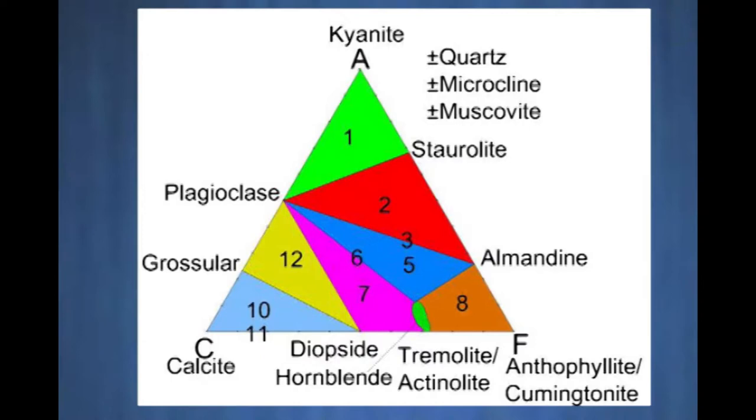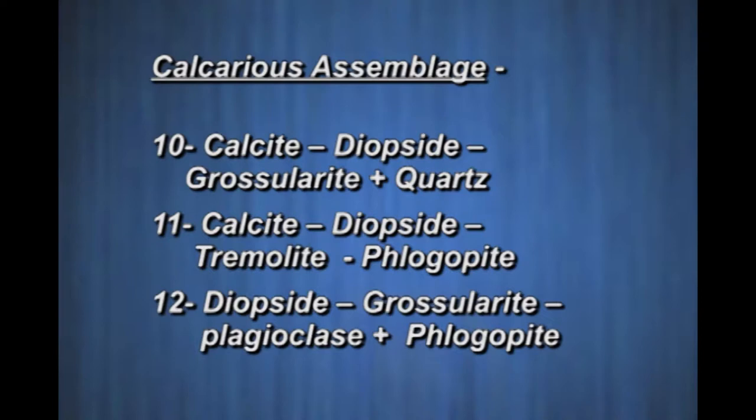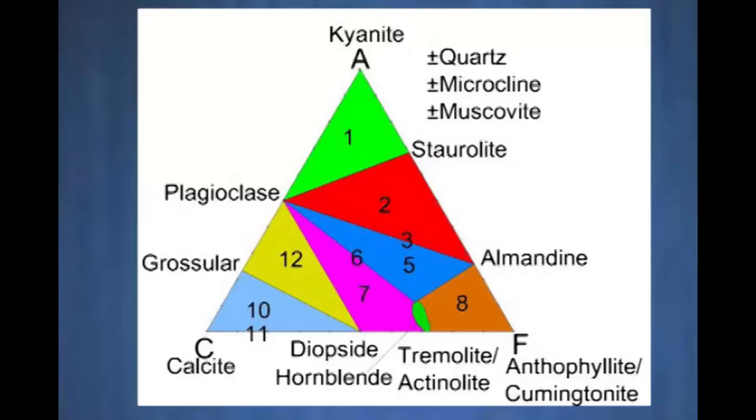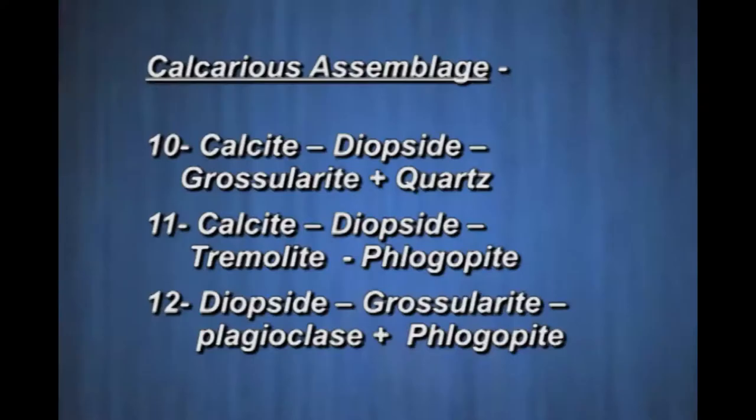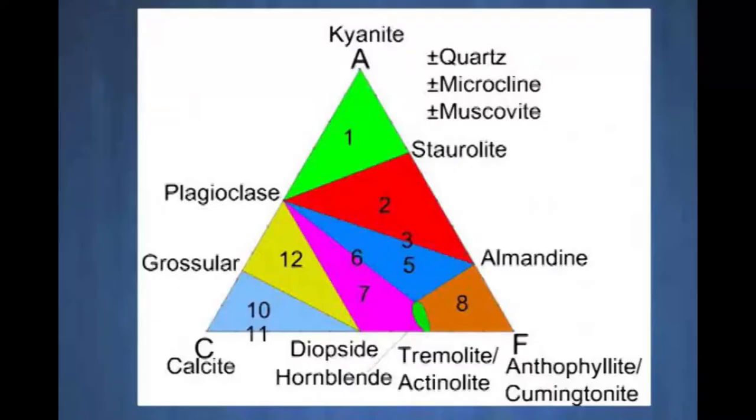The next important assemblage is the calcareous assemblage. Assemblage number 10 is calcite, diopside, grossularite plus quartz. Number 11 is calcite plus diopside, tremolite plus or minus phlogopite. Assemblage number 12 is diopside, grossularite, plagioclase plus phlogopite.